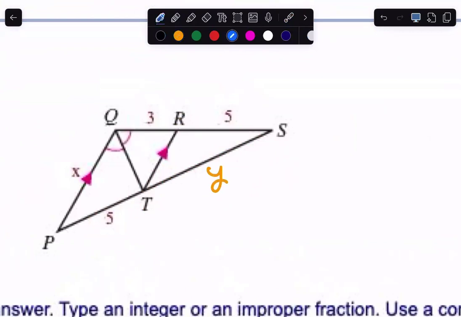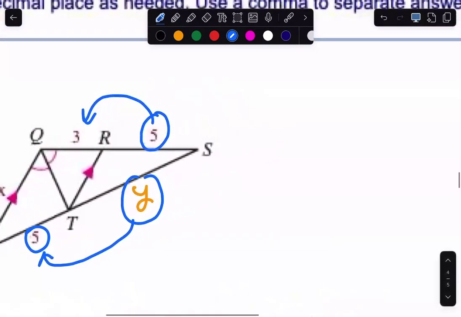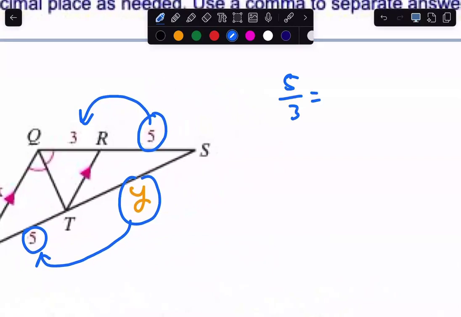And it turns out we can write proportions. We're gonna use the side splitter theorem. 5 is proportional to 3 and y is proportional to 5. Or technically, you can just write it as st if you want. So you can find that length. I just put y because it's just one letter instead of writing the length segment st. But you could have written that as well.